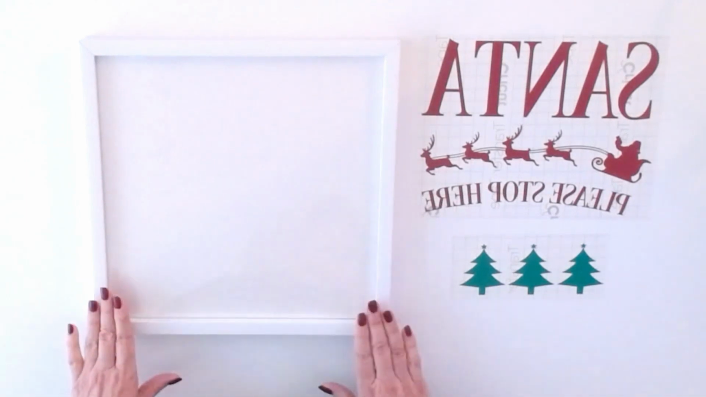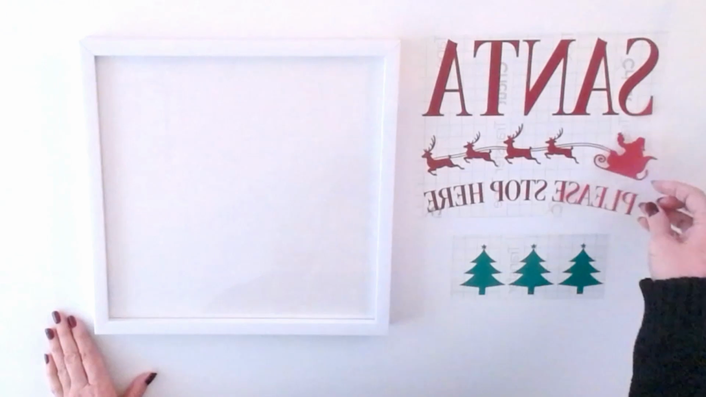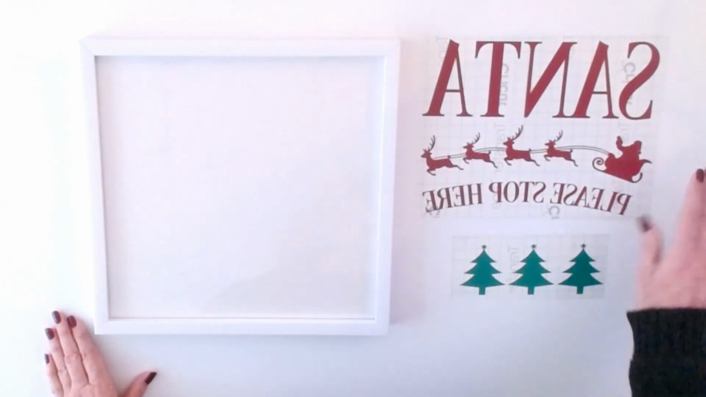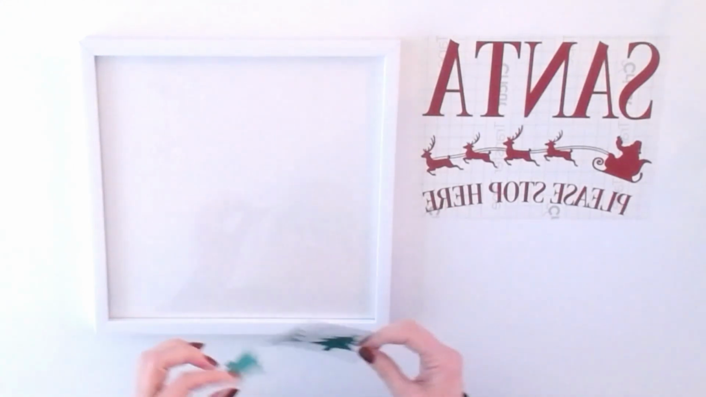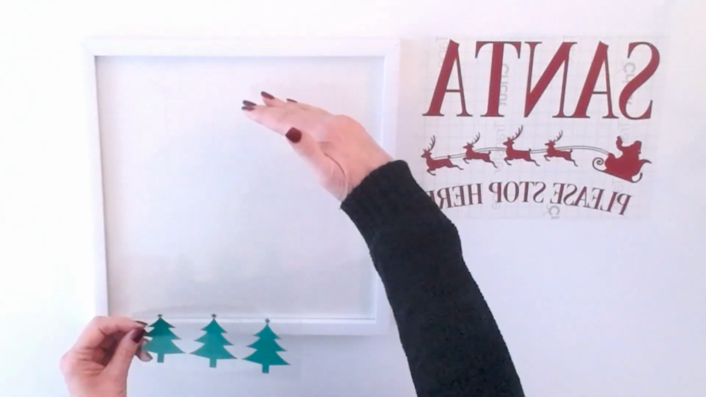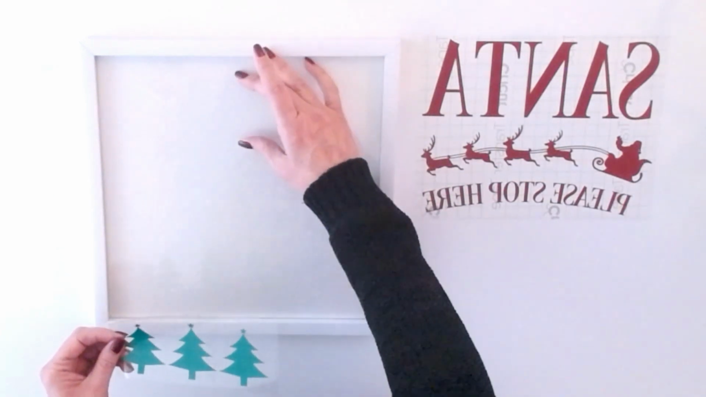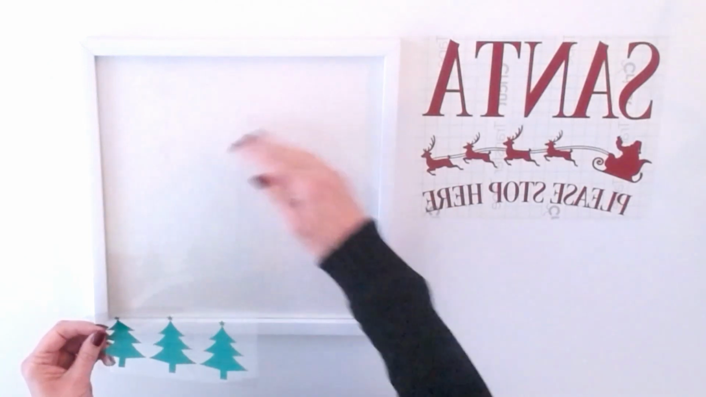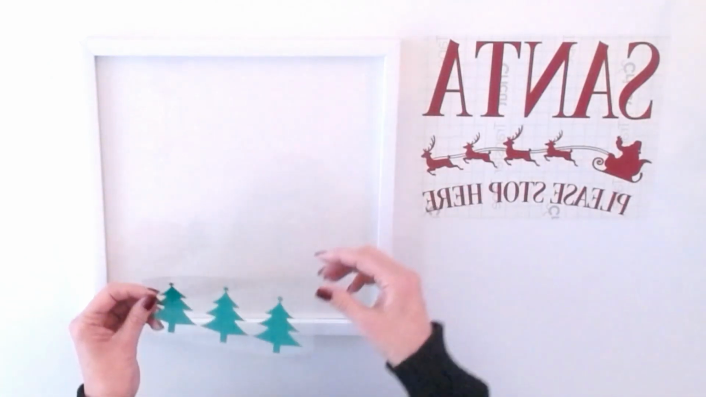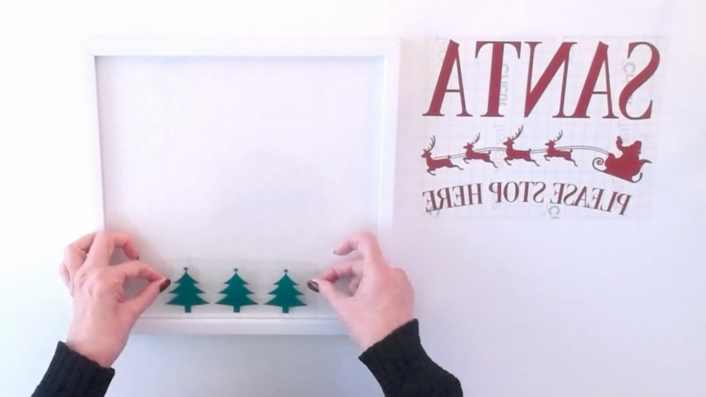And I'm all ready to apply my graphic. I've weeded it and I've attached my transfer sheet just to make this video a little shorter. And I'm going to start by applying the trees. You'll notice that I'm applying this graphic a bit lower down on my frame. I don't want it too high because I do intend to attach a bow at the top and I don't want it to be covering most of the word Santa. So I'm going to apply this graphic a little lower down. We'll just center it up.